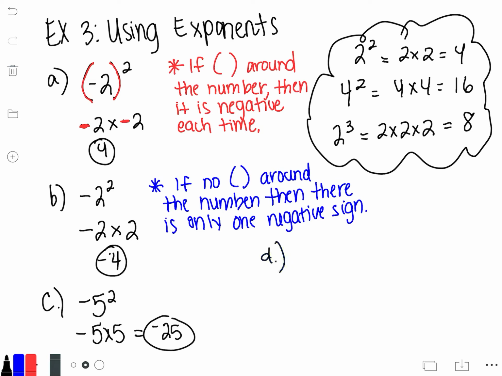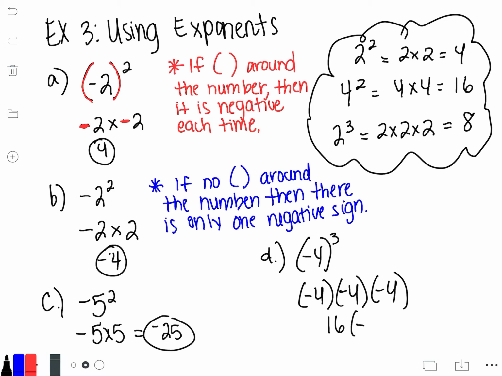I'll do D over here. This time I am going to put parentheses around my number. Let's make it (-4), but this time I'm cubing it, because you're not always going to have your number squared. So if there are parentheses around the number, it's negative each time. So this would be -4 times -4 times -4. So -4 times -4 would be a +16, because remember, if the signs are the same, you get a positive answer. And then you have +16 times a -4. Now you have different signs, so you end up with a negative answer. This would be -64 for a final answer here.